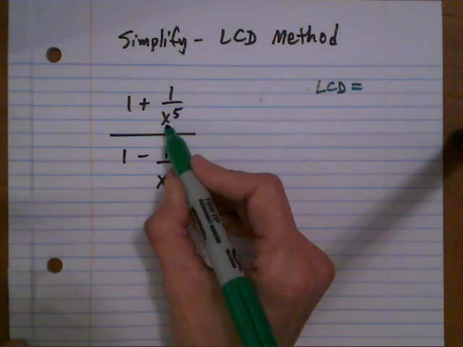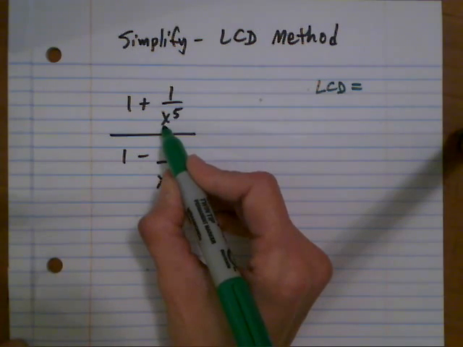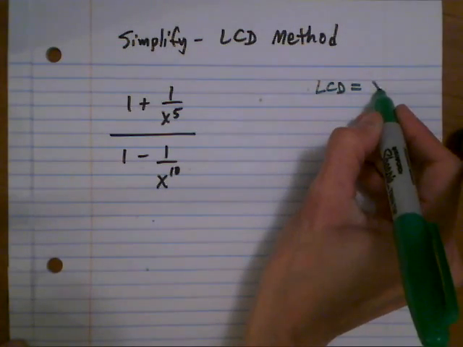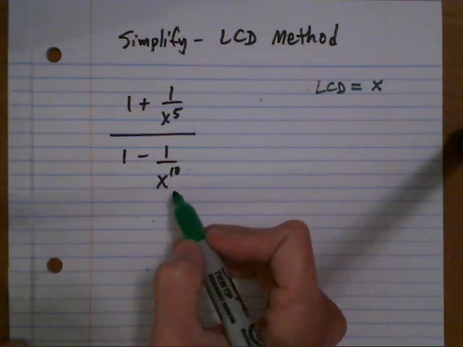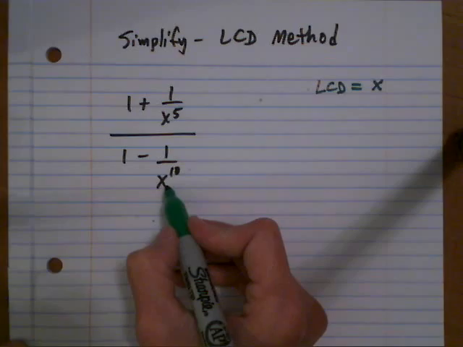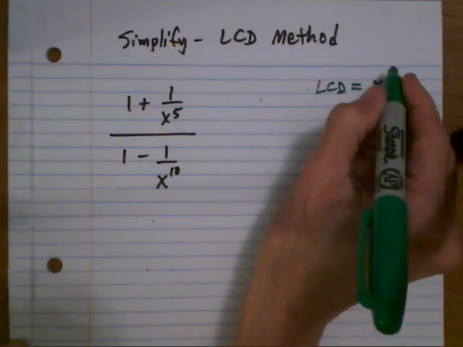The factors here are x's. We have 5 x's being multiplied together. The factors here are x's. We have 10 x's being multiplied together. So that means we need the factor x. We need the factor x the most number of times it appears in any one denominator. So we need x to the 10th.